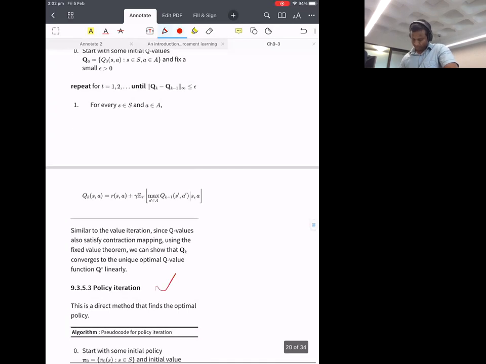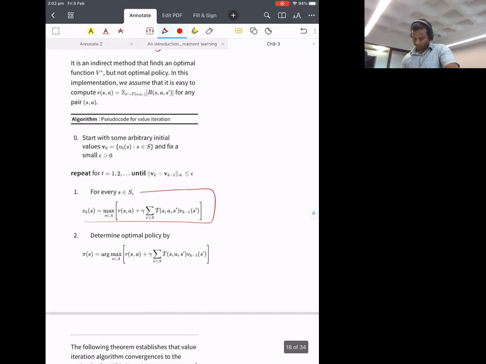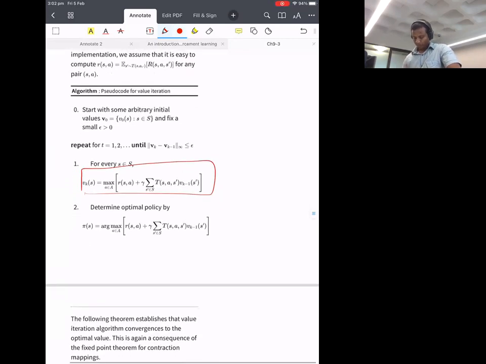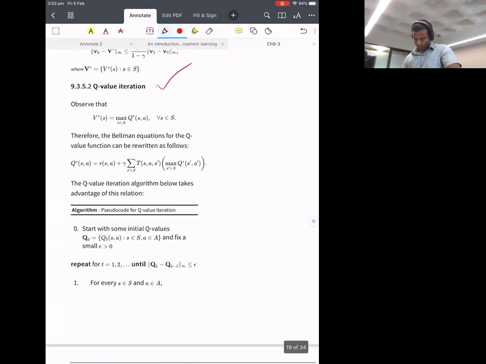As the name suggests, in the first method we are trying to iteratively find the value function so that it can converge to the optimal value function. Then in the second method, we are iteratively finding the Q values.